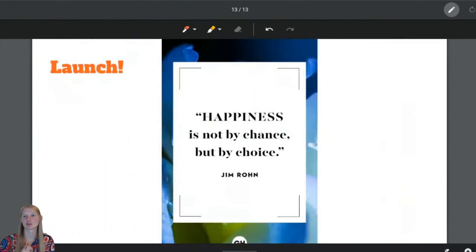End with our launch. So, happiness is not by chance, but by choice. So what that means is you don't just happen upon happiness. It's not just like, wow, I'm so happy. Where did that come from? Like, no. It's by choice. You have to choose to be happy. This is like the launch we talked about last time. You have to choose, like, I'm gonna make my life beautiful. I'm gonna make my life what I want it to be. And the same is true with happiness.